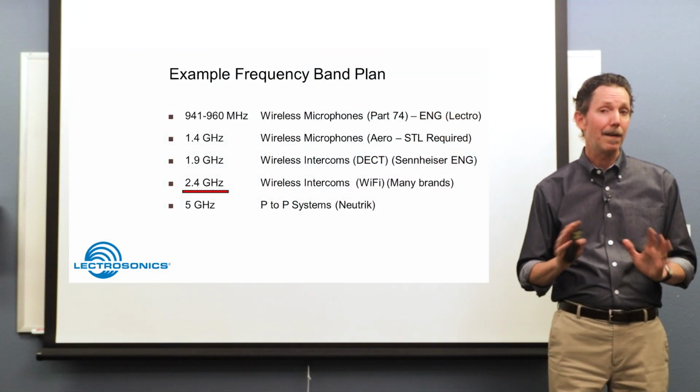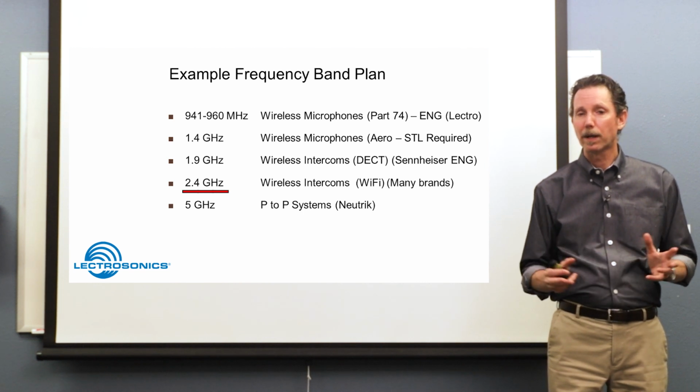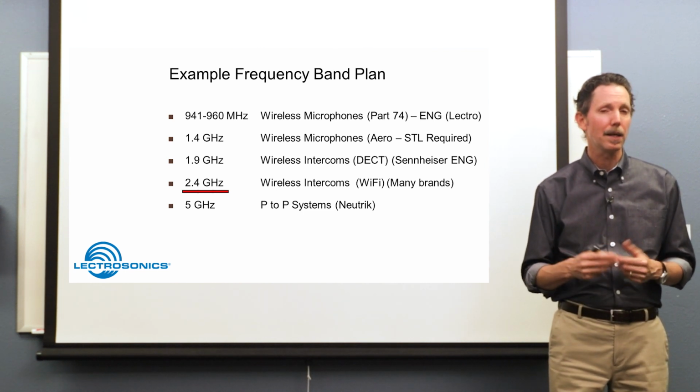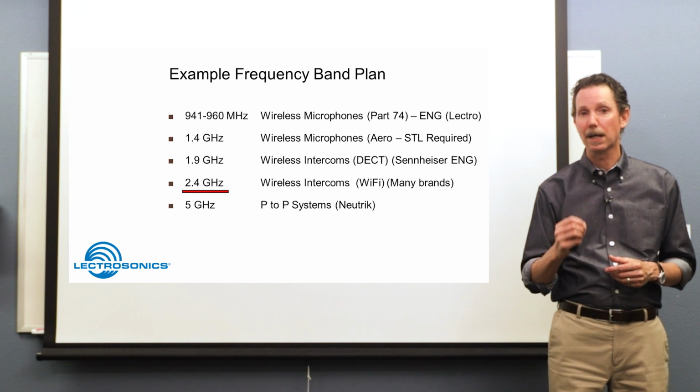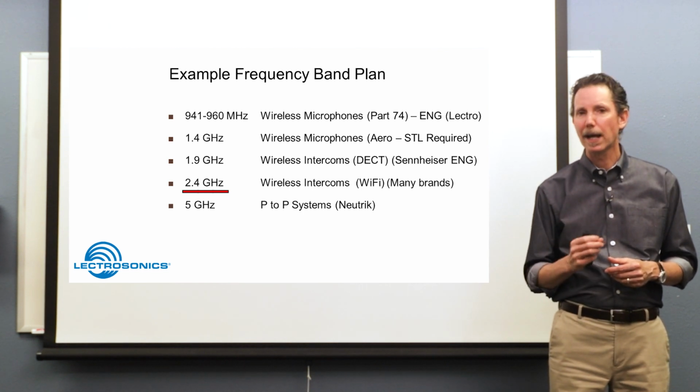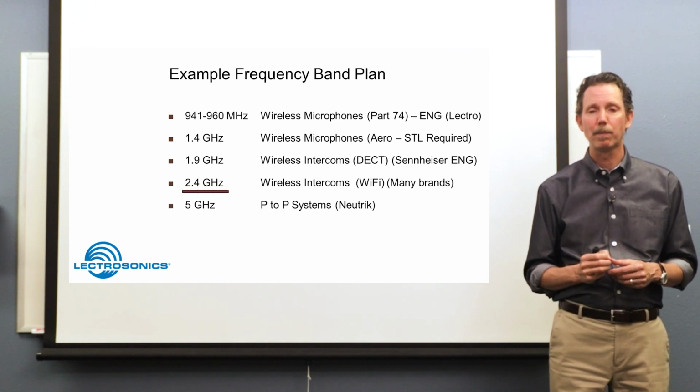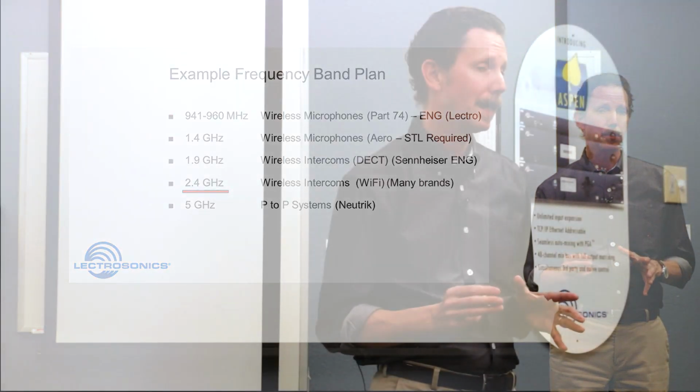2.4 gigahertz, we get a lot of questions about that. It's usable, it's an unlicensed frequency band worldwide. Wi-Fi is there. There are some wireless mic systems there, but all I would say is that you want to keep your channel counts there to a minimum. Any more than a handful of channels becomes very problematic because of the unpredictable nature of that Wi-Fi frequency spectrum. But there are systems there. If you only need one or two, it might work okay.